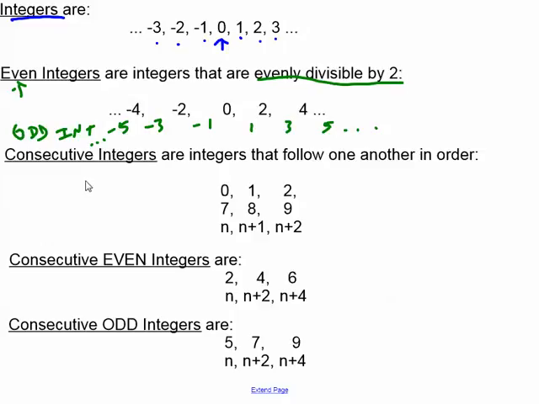So now if we're talking about consecutive integers, that's the next thing that we can talk about, because we'll be talking about these and kind of using these ideas in different applications later on. Consecutive integers are integers that come right after one another. 0, 1, 2, 7, 8, 9.